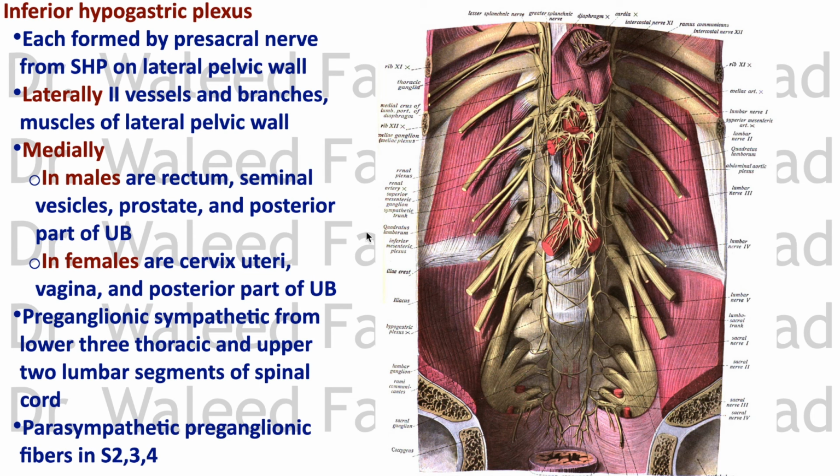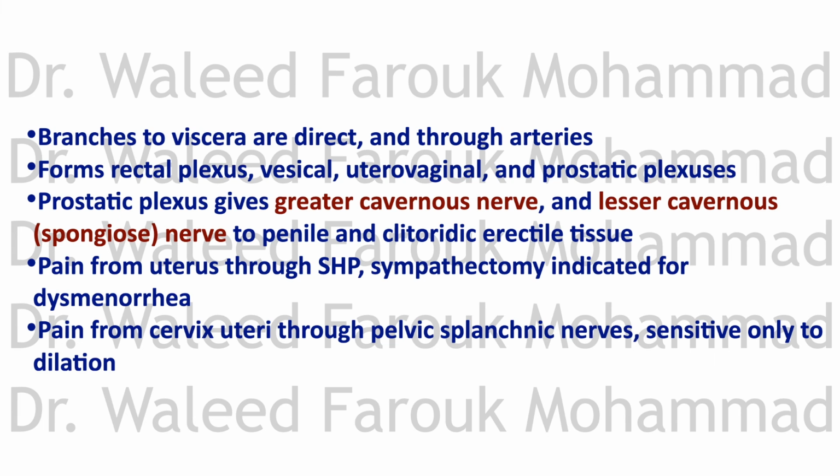Now, preganglionic sympathetic fibers from lower 3 thoracic and upper 2 lumbar segments of the spinal cord are responsible for the preganglionic sympathetic branches of this plexus. I mean, they are the source of the sympathetic outflow for this plexus. And also don't forget that the inferior hypogastric plexus is joined by parasympathetic fibers from S2, 3, and 4. Now, the autonomic branches to the viscera are always direct or through plexuses around the vessels.